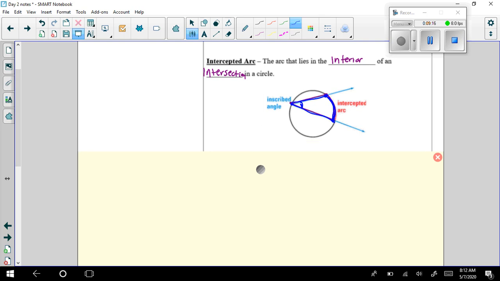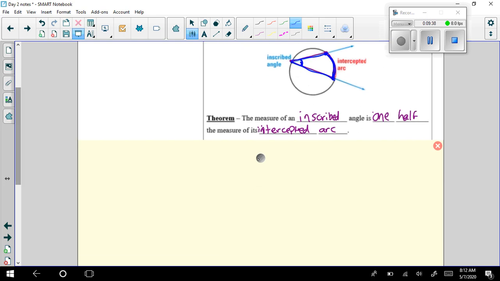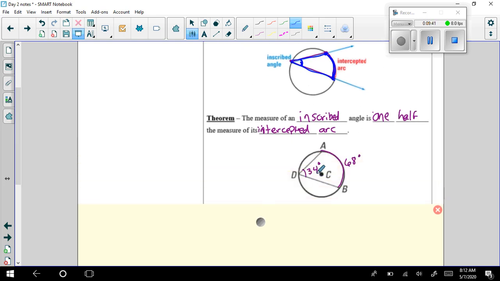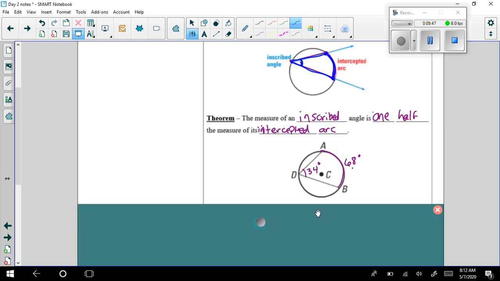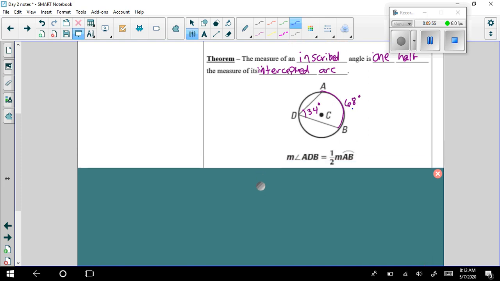Now, circles are measured in degrees. There's 360 degrees around the circle. And angles are measured in degrees because they're portions of a circle. So the measure of the inscribed angle is 1/2 the measure of its intercepted arc. So this is half of this, which I think is kind of cool. So for example, if this angle was 34 degrees, then this arc would be 68 degrees. Or if you know the arc is 68 degrees, then you can figure out the angle is 34 degrees. So that relationship works back and forth.